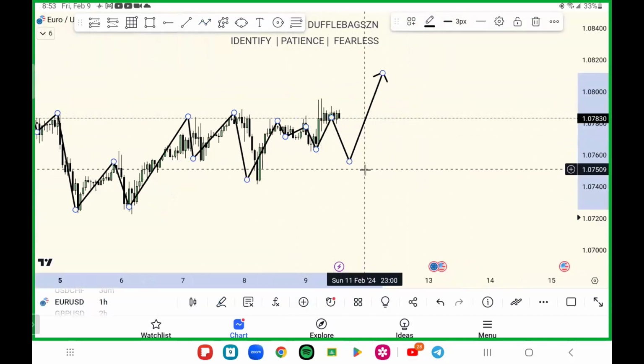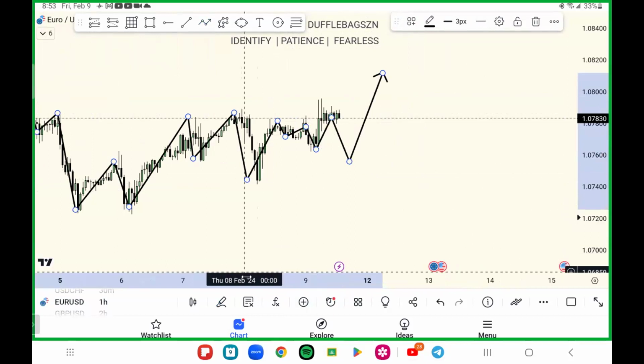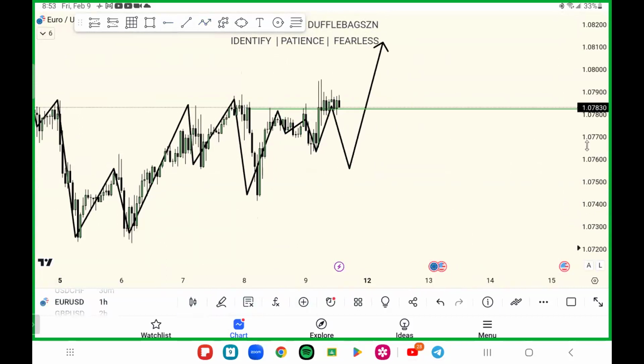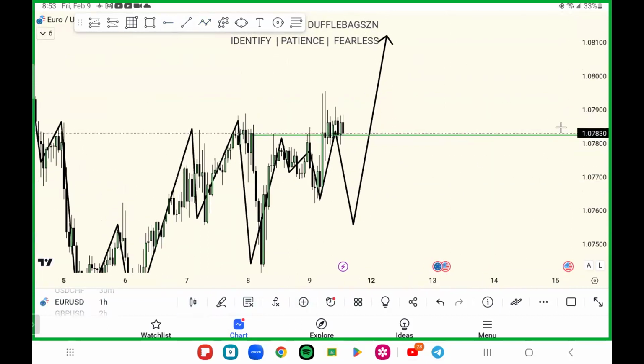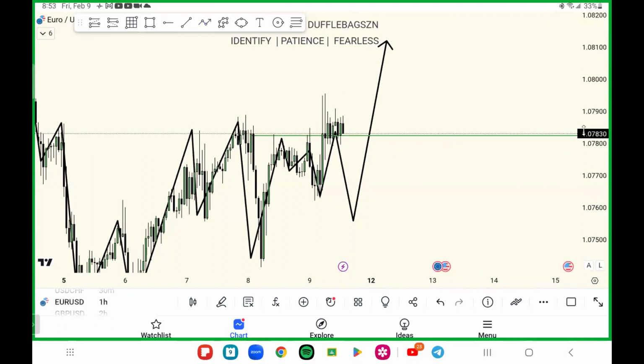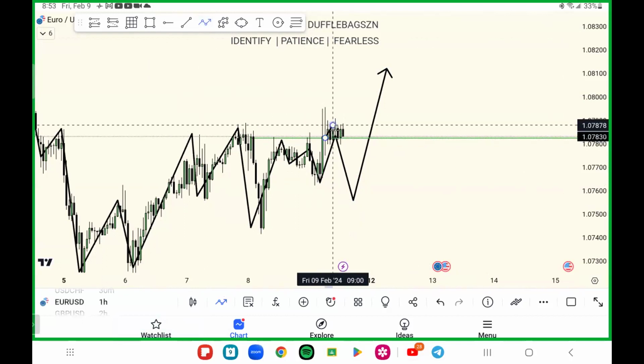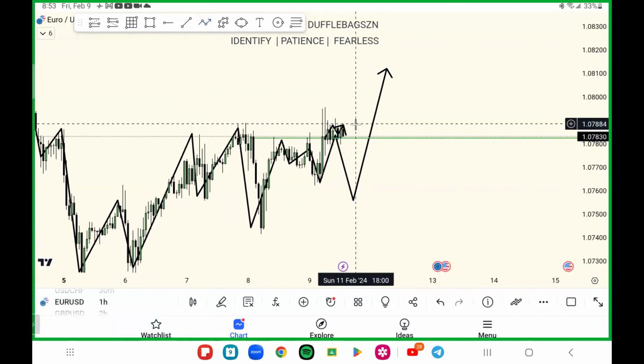Let me see. Right now I do see that it's playing off of this zone right here. So if it does break below this, then we can see buys right here. But until then, it's just consolidating right now. But that's what I was looking at for EURUSD. Good stuff.